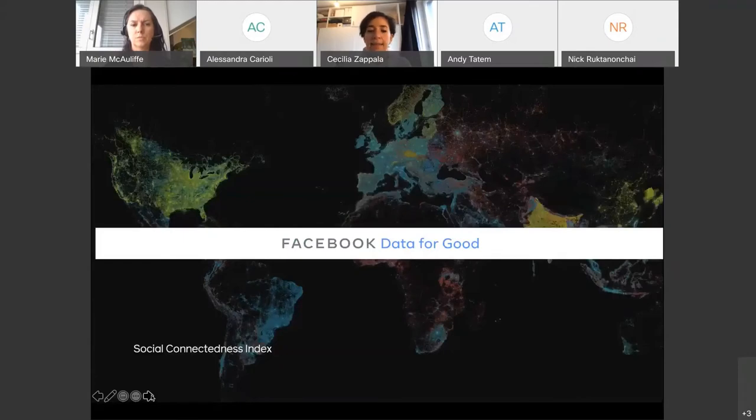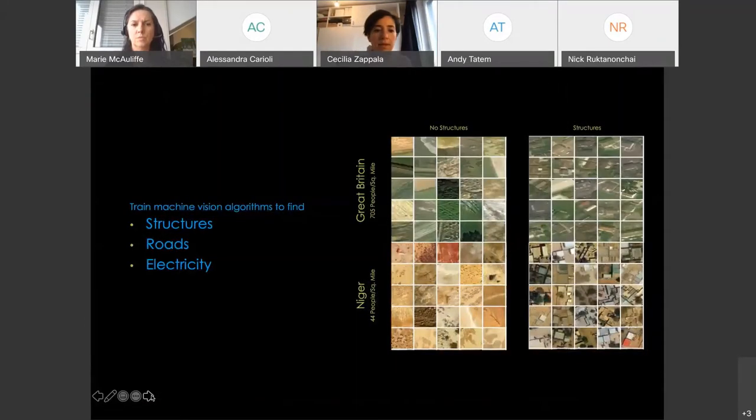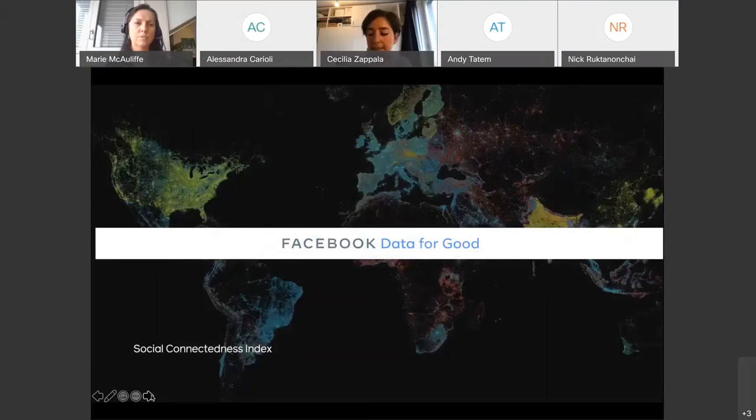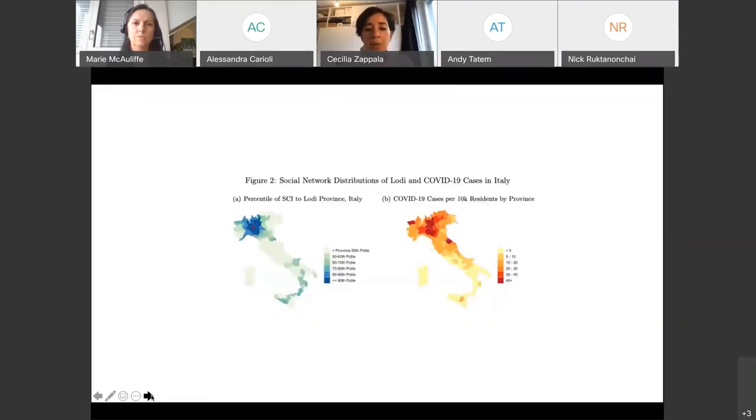Next data set, it's the, oh my God, I'm sorry, I went back. So next data set is called the Social Connectedness Index. So what this is, if you check the map on the right side, we start from a specific area. In this case, it's the province of Lodi in Italy, which was one of the most hard hit by COVID. And we assess how people in this province are connected with people in other regions in Italy. And when we say connected, we mean the number of Facebook friendship ties from people in this province with people in other regions.